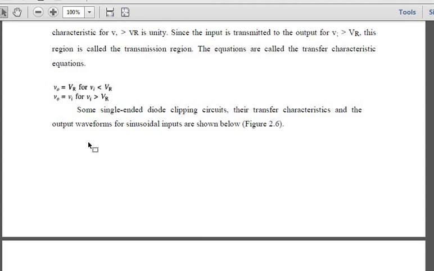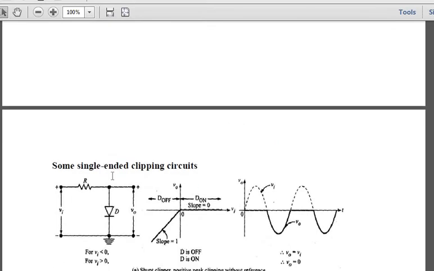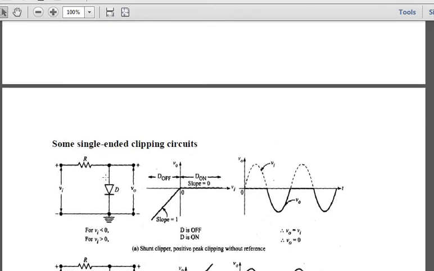So here I have some examples of how you get the transfer characteristics of different single ended diode clipping circuits. We'll just see some of the figures over here. Some single ended diode clipping circuits with their transfer characteristics and the output waveforms when you are applying sinusoidal inputs.